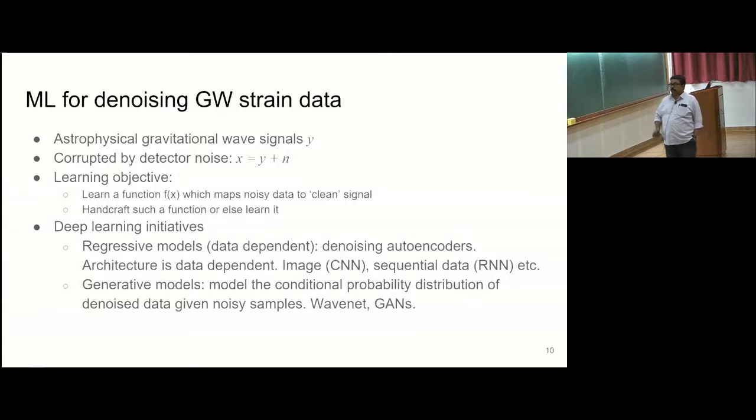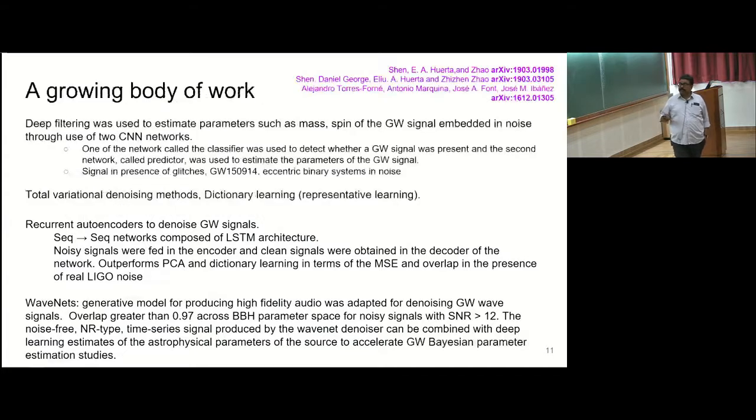For instance, denoising autoencoders are being used. And there are some generative models, for instance, wavenets and GANs, everybody's favorite toy these days, for doing this. So I just want to highlight this. I don't want to get into the nitty-gritty details of all these various works. I just wanted to highlight that there's a growing body of work, and very soon I think they will be very useful in at least helping us with the CBC data analysis.